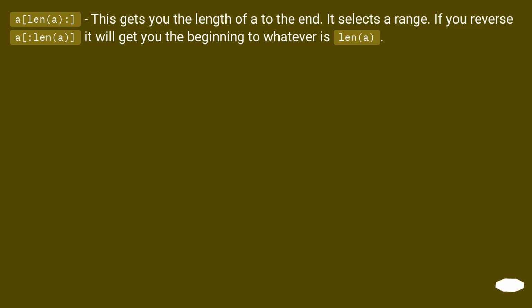a[len(a):]. This gets you the length of a to the end. It selects a range. If you reverse a[:len(a)], it will get you the beginning to whatever is len(a).